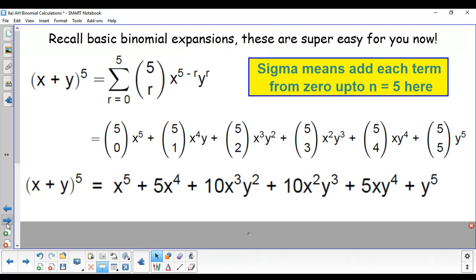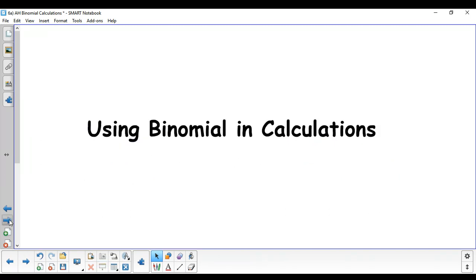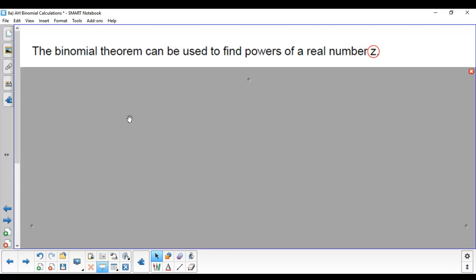That's easy for you. What we're going to do is use that process, but with numbers. So we're going to do it in calculations now, so without a calculator as well.